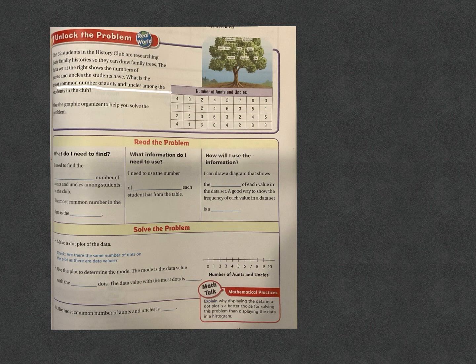So we're going to go ahead and put in the most common number of aunts and uncles among the students. The most common number in a data set is the mode, the most repeated, right? And I need to use the number of aunts and uncles each student has from the table. Aunts, uncles. I can draw a diagram that shows the amount of each value in the data set, and the best way to do that is to do a dot plot that will show the amount of each one.